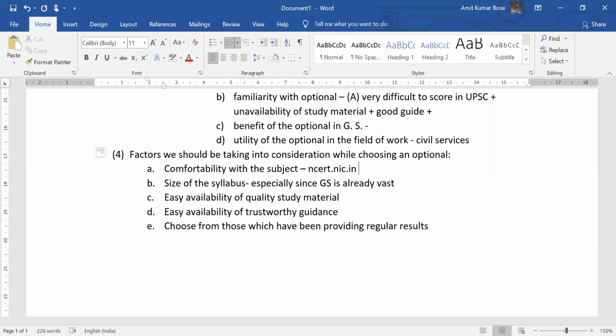Again, be rational in your decision making. Most of the time, we are not rational in our decision making. That's the first thing we need to do. That's why I'm saying that before you choose a subject, go to the website of NCERT, download the relevant books of class 11 and class 12 on this subject. Go through those PDFs. If you feel that yes, I am feeling comfortable with this subject, choose this.